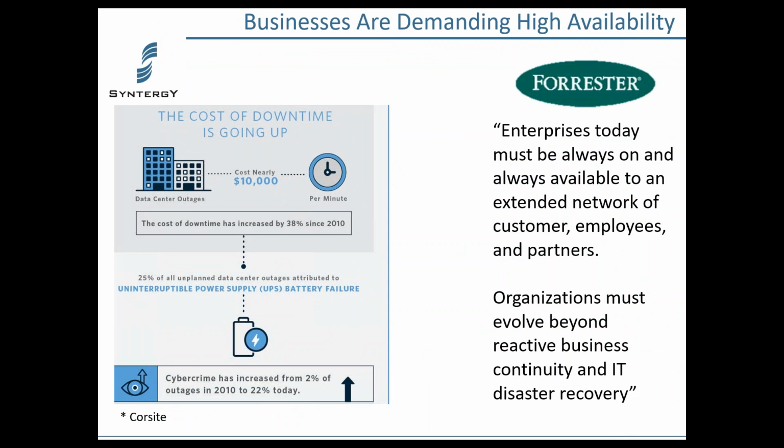Interesting quote from Forrester. I won't read it all, but the last paragraphs catch my attention: organizations must evolve beyond reactive business continuity and IT disaster recovery. Meaning, you might have a good DR strategy today, whether it's backups, offsite backups, or a mirroring technology, whether it's SQL log shipping, or even Always On SQL servers. But the interesting part is that most of those solutions are reactive, and the cost per core site is anywhere between $5,000 to $10,000 per minute when your mission critical applications are down, whether planned or unplanned.